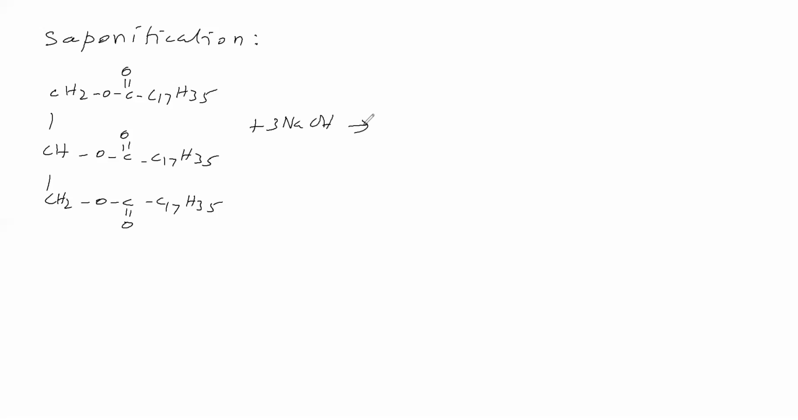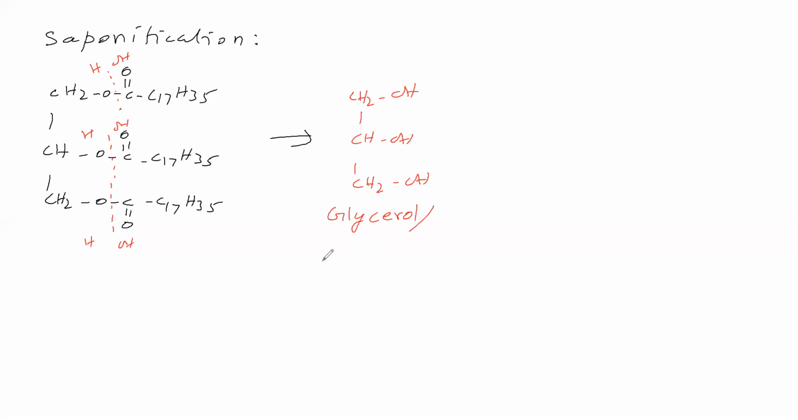Undergoing basic hydrolysis to give what? First we will see hydrolysis with water. It is undergoing hydrolysis, so this bond is breaking. Here H, here OH. Similarly, this bond is breaking. Here H, OH. Here this bond is breaking, HOH. So we are getting glycerol. Glycerol is one compound. Another name is glycerin.